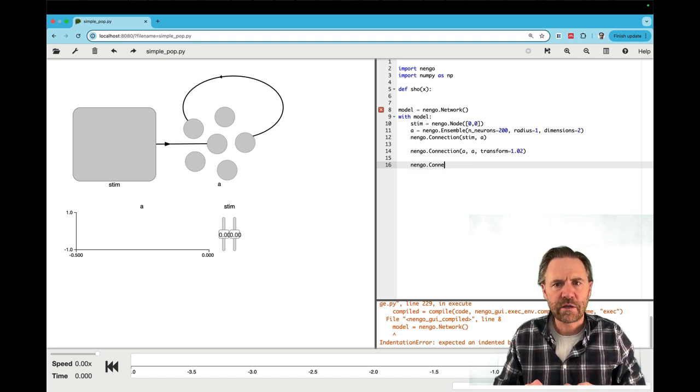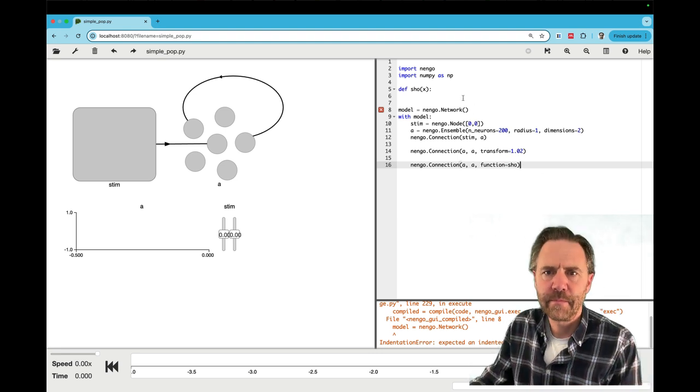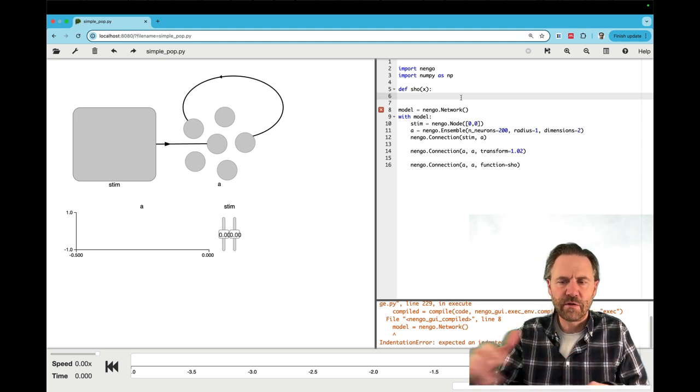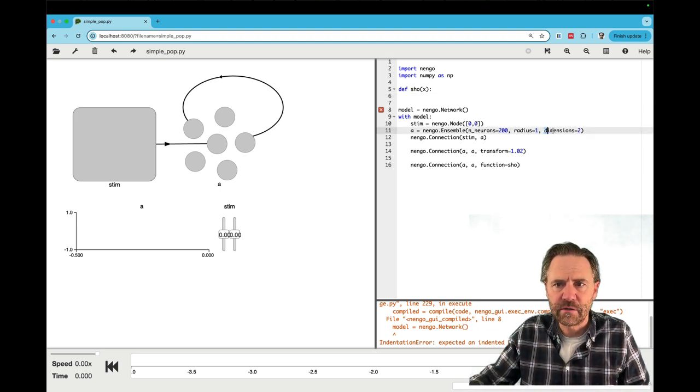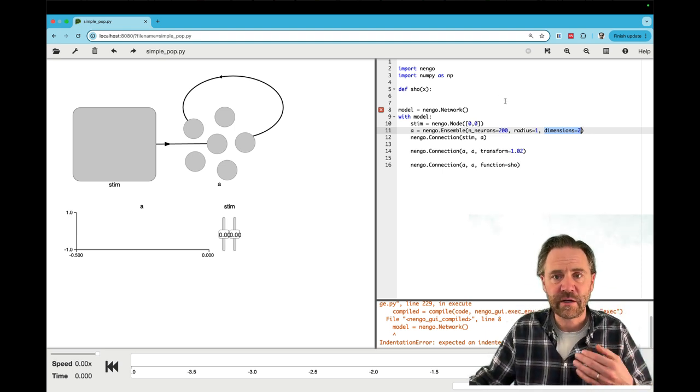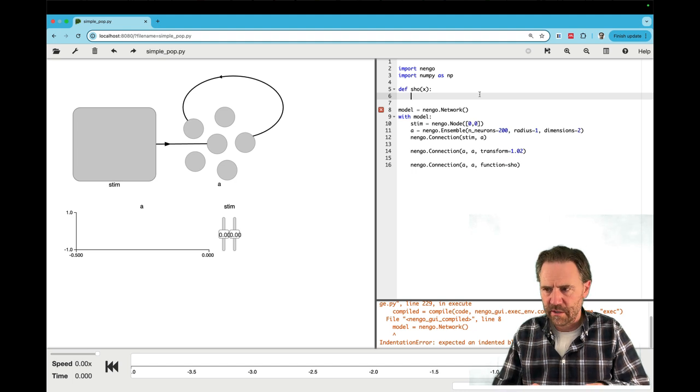Nengo connection from A to A, function equals simple harmonic oscillator. Whoops, oscillator. Okay, so this function is going to take the two-dimensional state of a two-dimensional thing that's encoded in the population and create a two-dimensional vector that it feeds back into it.